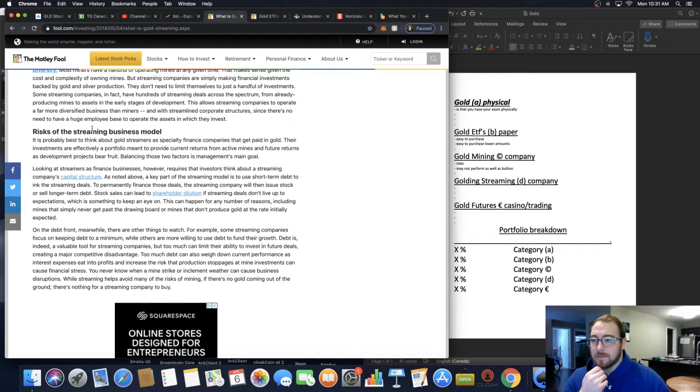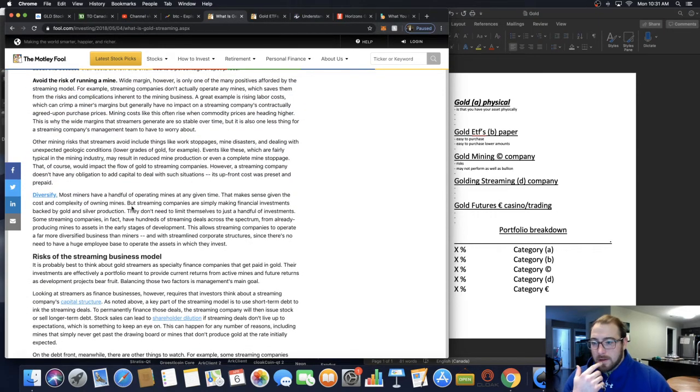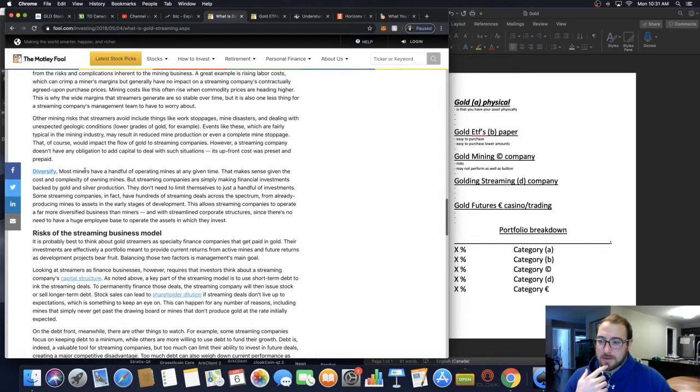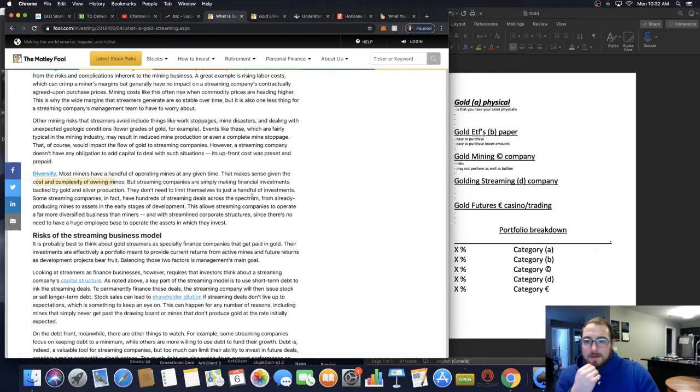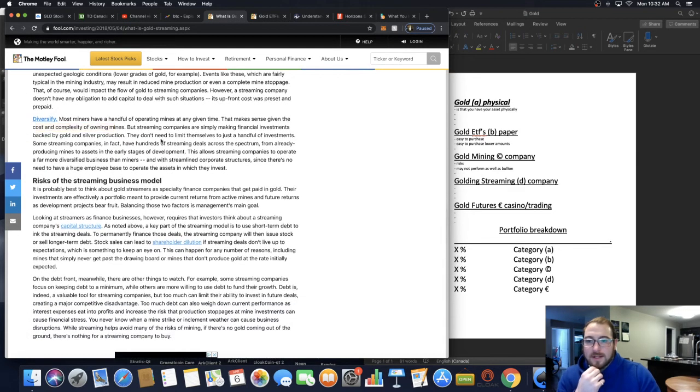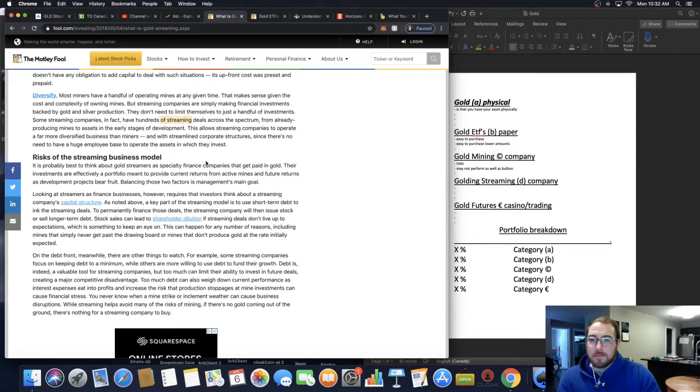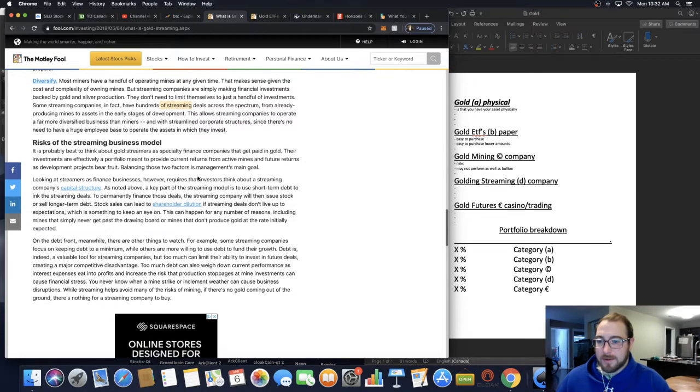So let's just look at the streaming business model. I think I pointed this out before, but the biggest thing with these streaming business models is they're lending to gold mining companies because of all these risks, right? Sorry about my French there. I think that's the first bomb I've dropped. So there's a lot of risk, right? With the cost and complexity of owning mines, streaming companies are making these financial investments. They're not just lending to one company, they're lending to all these different mining companies, and that just increases their risk, or it can mitigate the risk too. It depends on how you look at it.